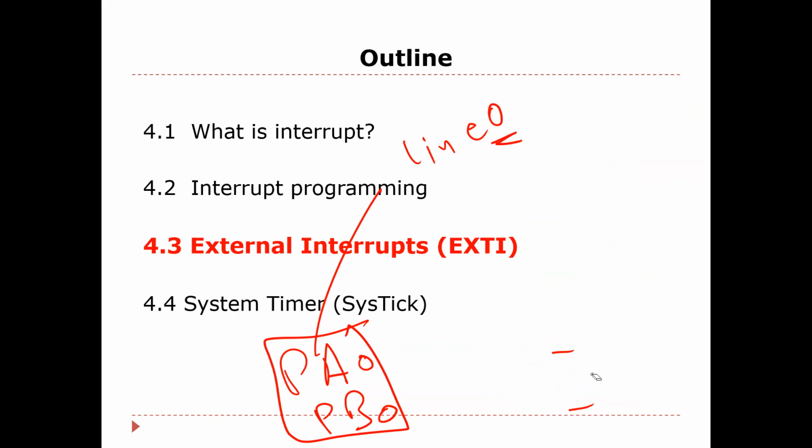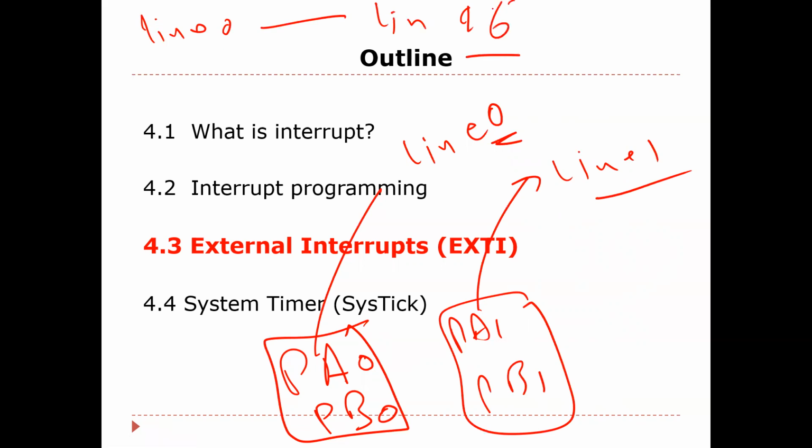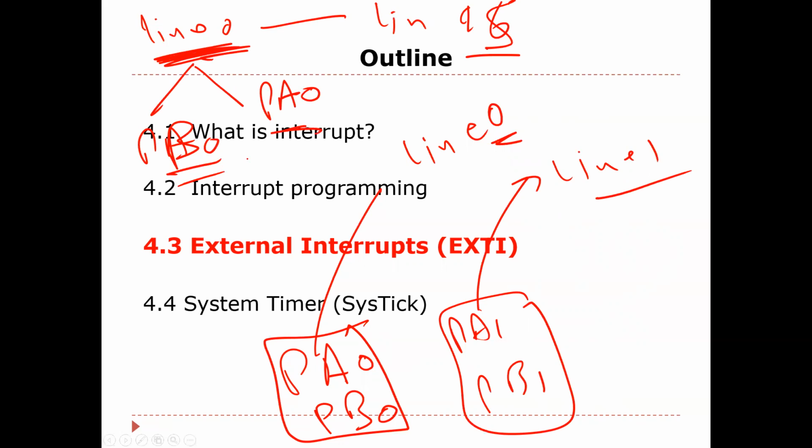Same thing for PA1 and PB1. I cannot use both of them. Only one of them can be used, and this is called line 1. This way, we can have lines from line 0 until line 15. For every line you can use either PA0, for example, or PB0, only one of them. In our processor, we only have A and B, but in bigger processors, maybe you have A and B and C and D and so on. So we can only use one of them, PA0, PB0, PC0, PD0. You can only use one of them, and this is something you can control.